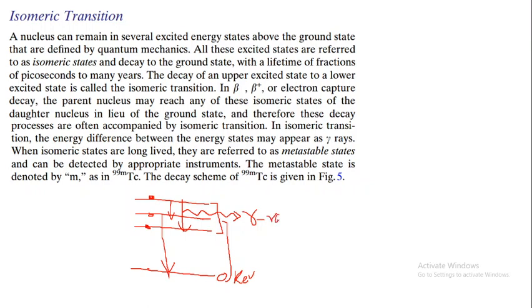Gamma rays, as we have studied in previous sections. The decay of all these excited states is referred to as isomeric states. All these excited states are known as isomeric states because they are above the ground state but have to convert into the ground state by emission of gamma radiation. Such states are called isomeric states. Another important point is the decay of an upper excited state with a lifetime of a fraction of a picosecond to many years.